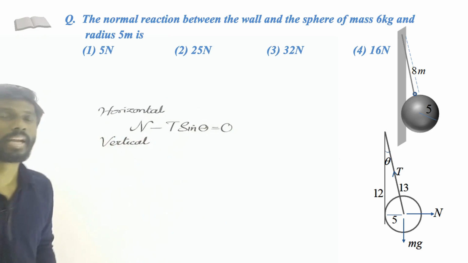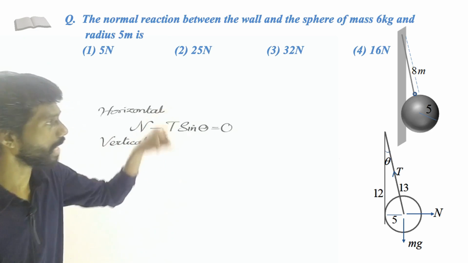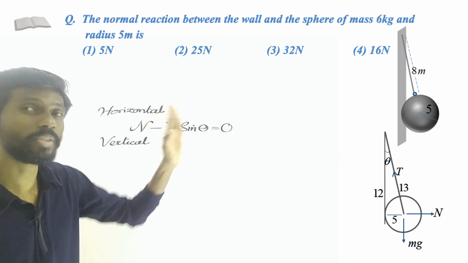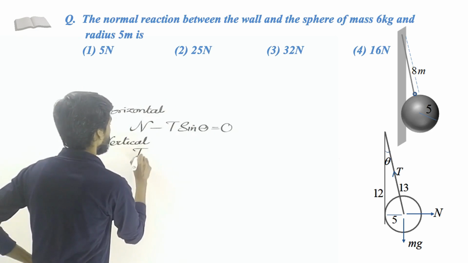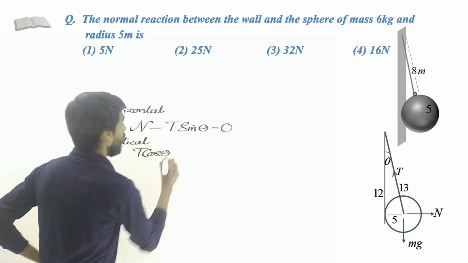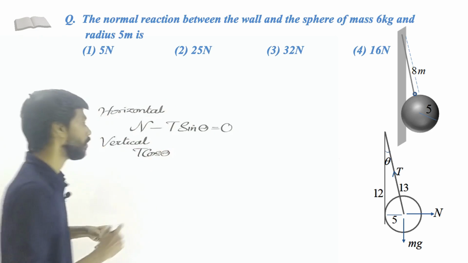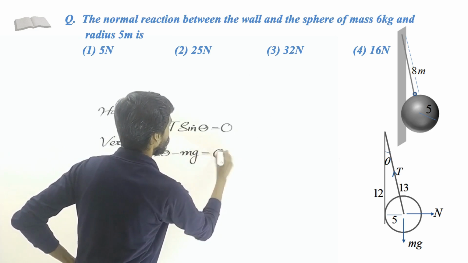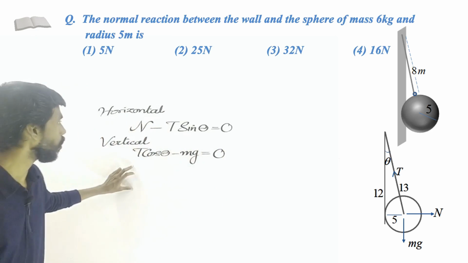What are the forces acting in the vertical direction? Again, the component of the tension in the vertical direction. So this angle, alternate angle, same angle theta, right? That means cos theta. T cos theta in the vertically upward direction. And also the weight in the downward direction, right? The gravitational force is acting in the downward direction. So minus mg equal to 0. So these are the two equations. Solve them to get our required value of the normal reaction.